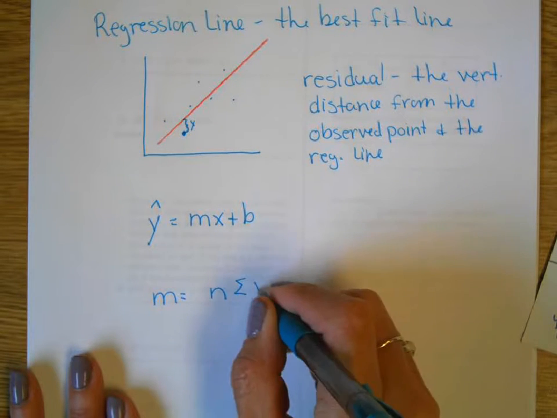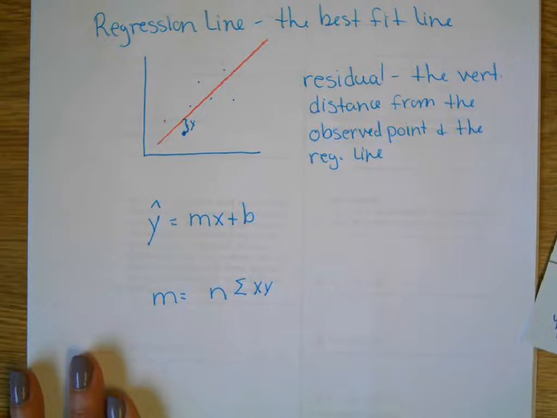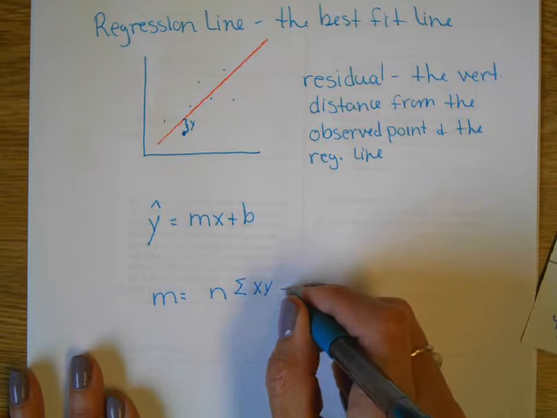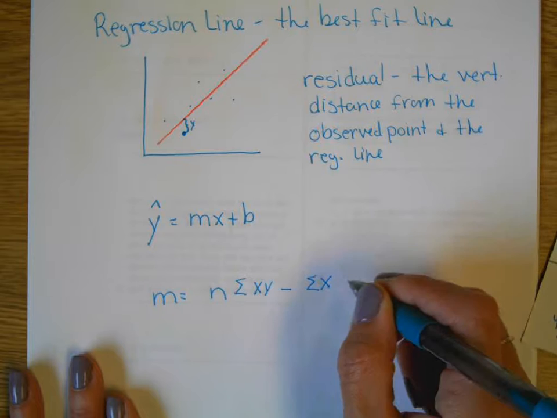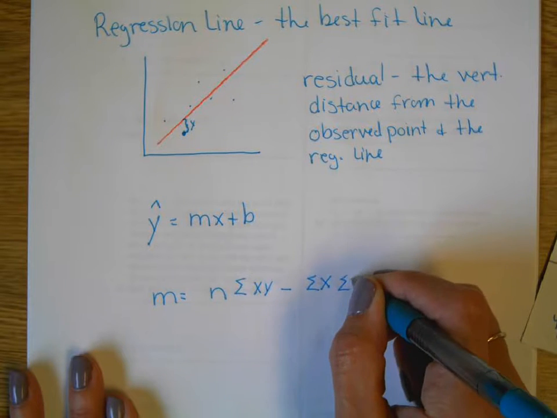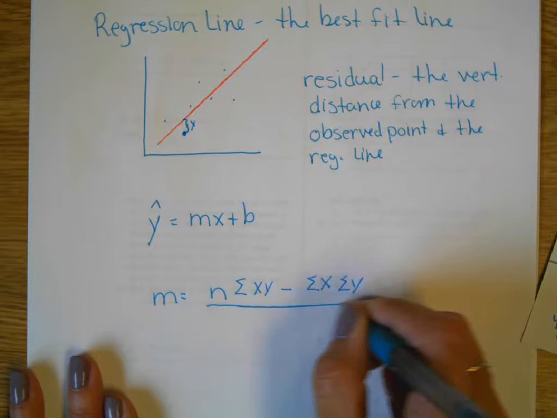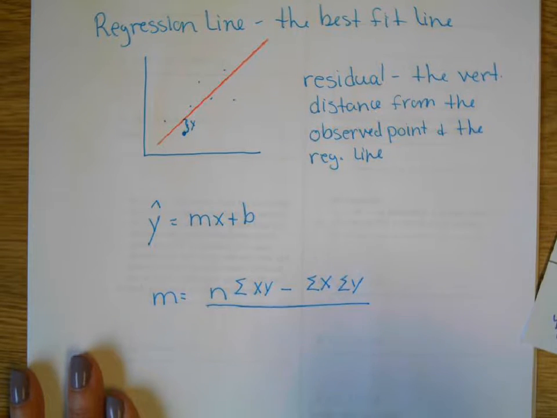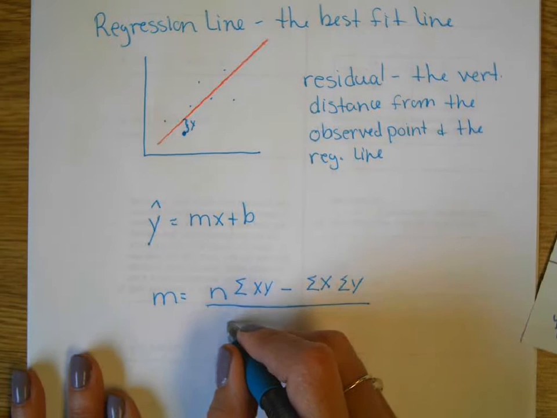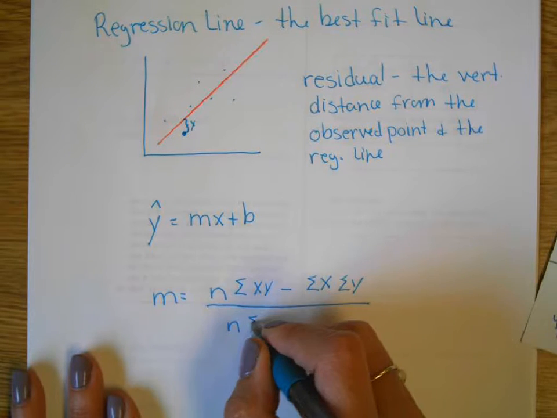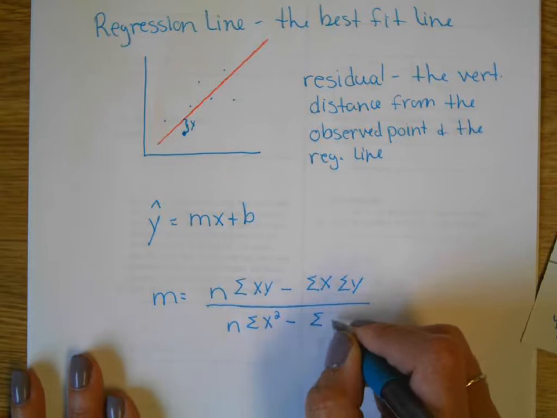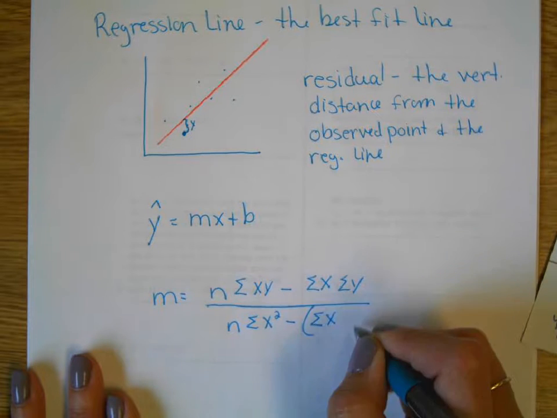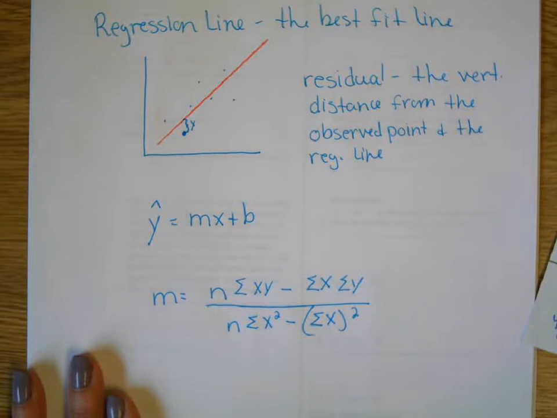multiply by the sum of each x and y multiplied together, subtract the sum of the x's multiplied by the sum of the y's, over the number of data points times the sum of the x values squared, minus the sum of the x's, squared. It's a lot with the lists and things like we did on Friday. Oh well, good thing we're doing it again today. That'll get you your slope for your regression line.